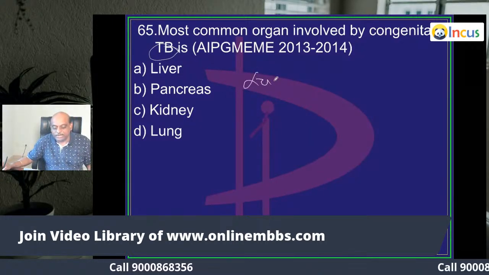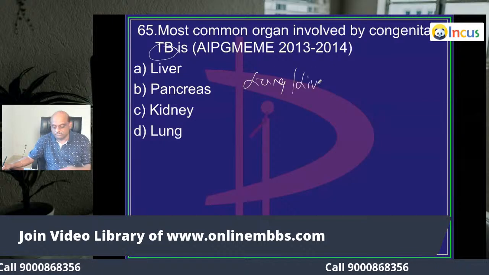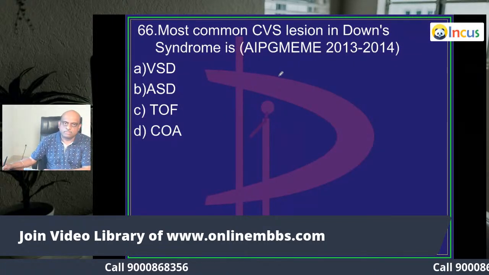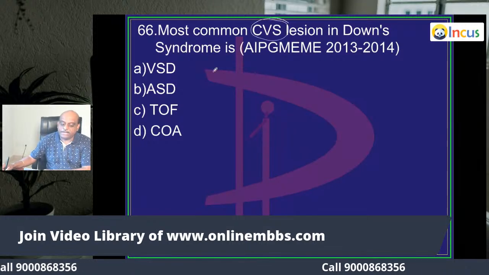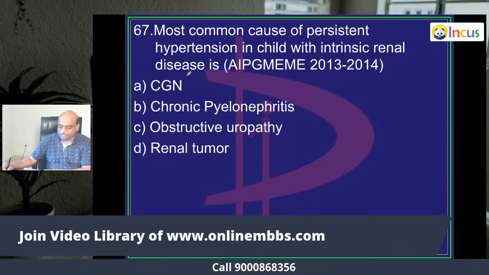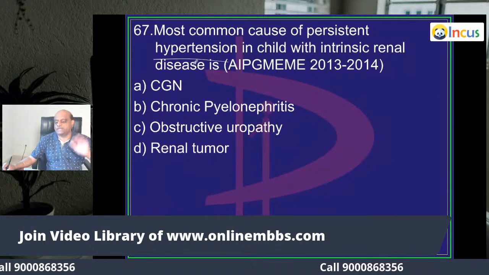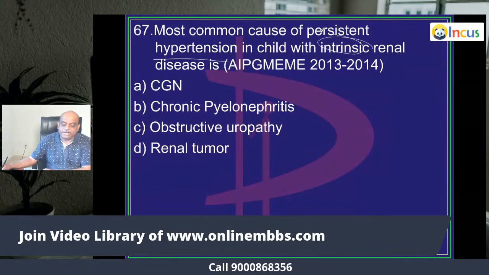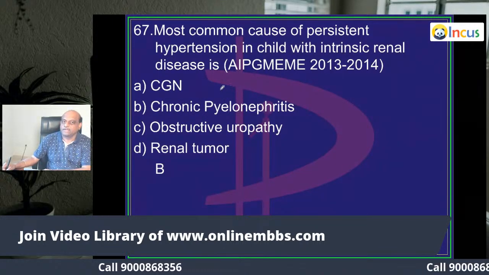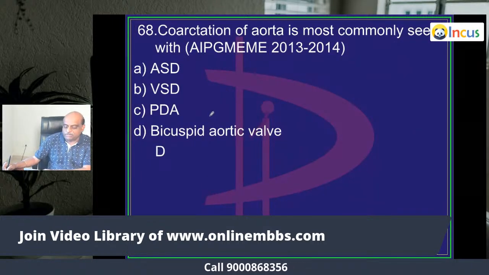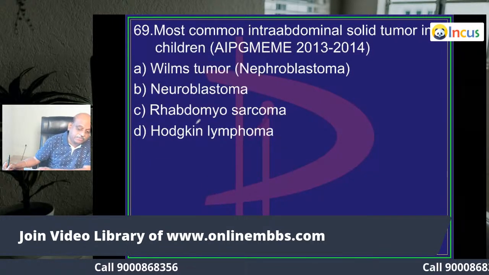But lung, liver. The most common serious lesion in Down's is VSD. The most common cause of persistent hypertension in intrinsic renal disease is chronic pyelonephritis. Coarctation of the aorta is often associated with bicuspid aortic valve.